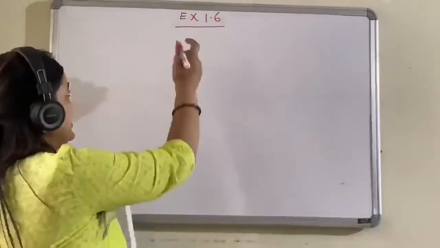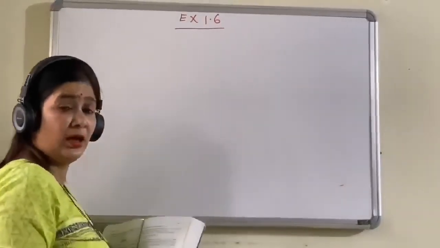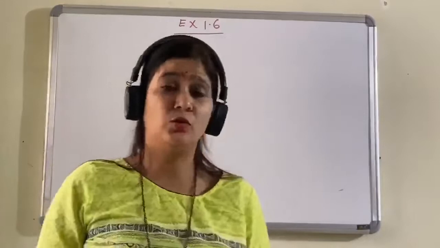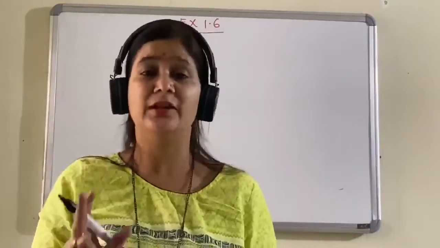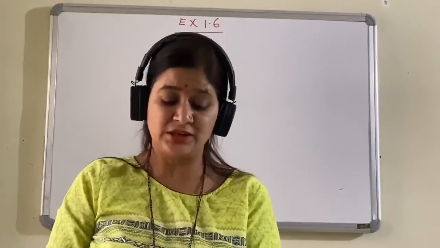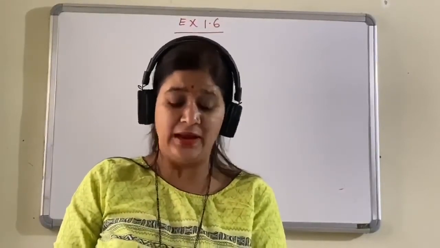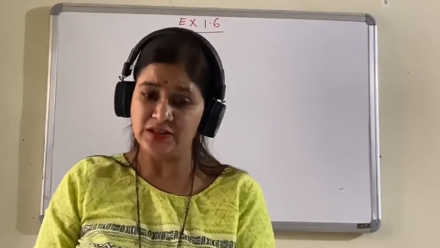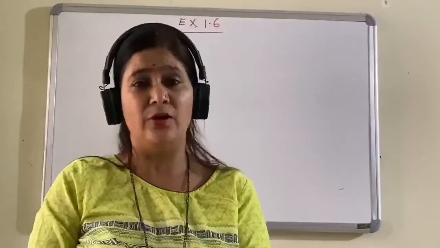Now come to exercise 1.6. In 1.6, the questions are related to the cardinal number formulas. The first question is: x and y are two sets such that n(x) is equal to 17, n(y) is 23, n of x union y is 38. Find n of x intersection y.